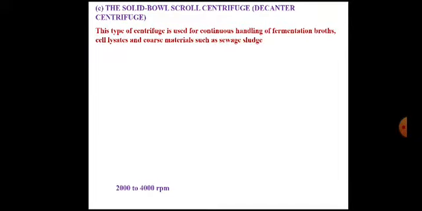The third type of centrifuge is the solid bowl scroll centrifuge, also called a decanter centrifuge, which is operated at lower speeds, that is 2000 to 4000 rotations per minute. This type of centrifuge is basically useful for continuous handling of fermentation broths with heavy cell lysates and coarse materials. This centrifuge is more frequently used in the handling of sewage sludge, which contains a very high percentage of solids.